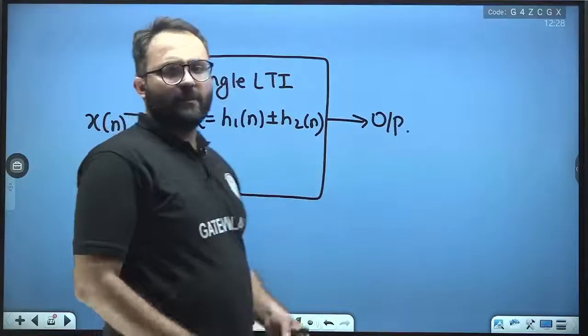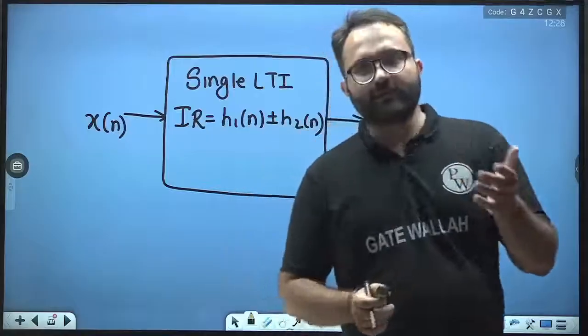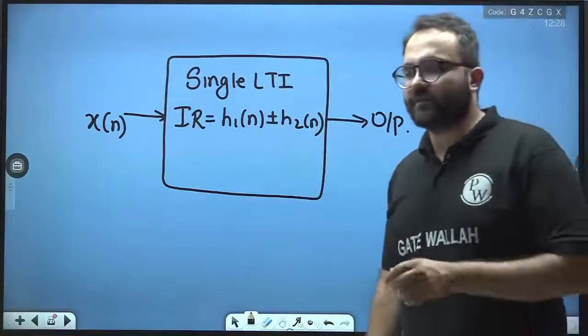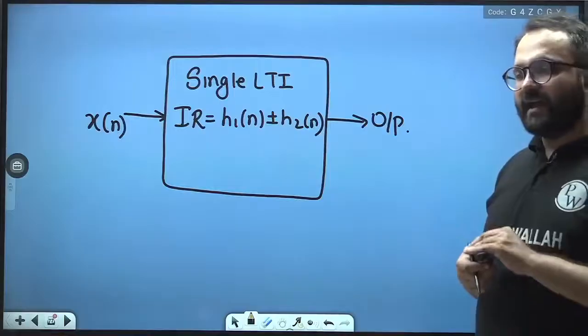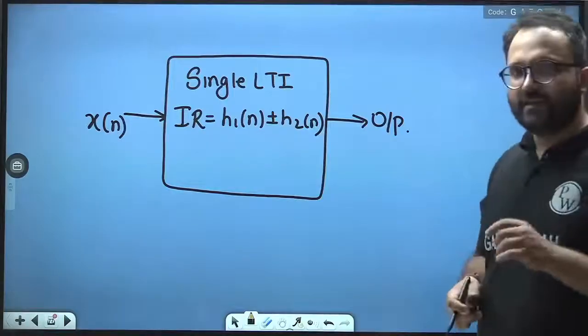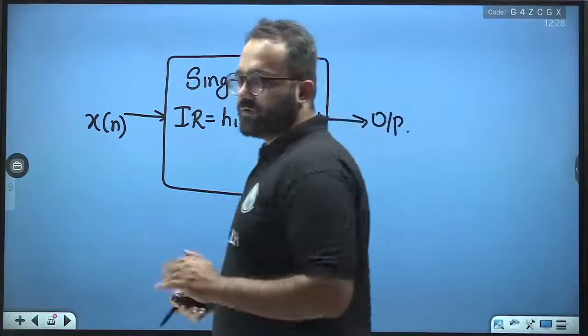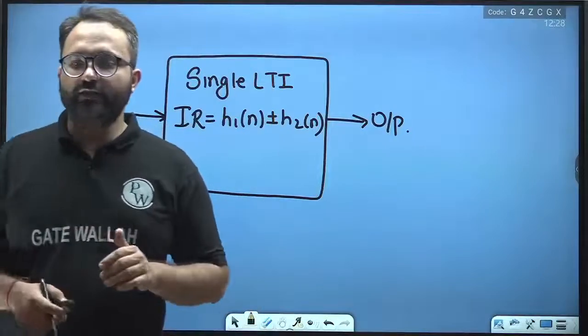So just remember that in case of series connection or cascade connection, we convolve the impulse responses. In parallel connection, we either add them or subtract them, as we can see here. Is this clear to all of you? I hope all of you are able to understand these points very easily.